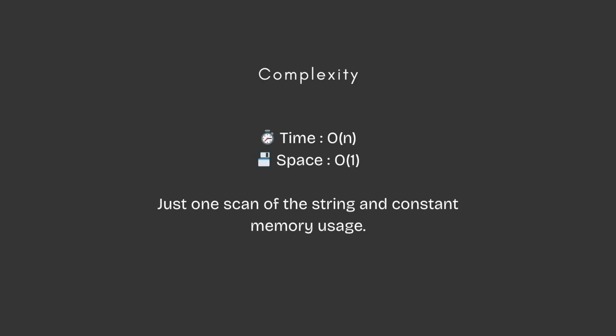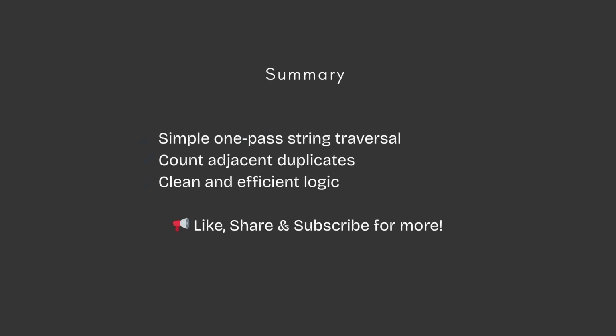Time complexity is O of n, because we scan the string once. Space complexity is O of 1. We use only a single integer variable. That's it. This was a clean and elegant one-pass problem, a good reminder that even simple problems can test how well we read and interpret the statement.